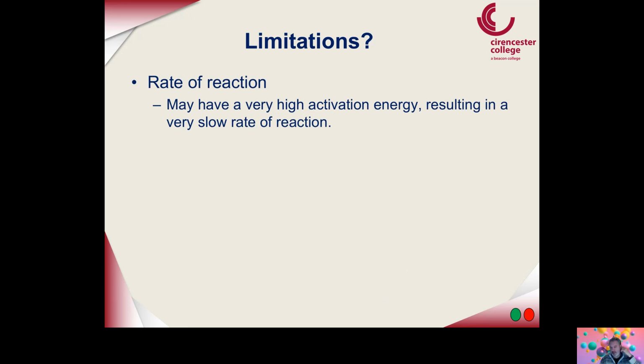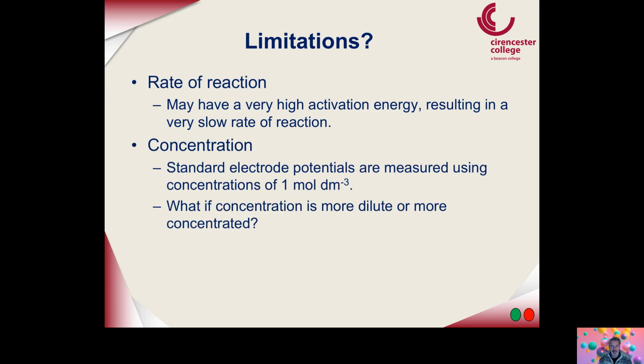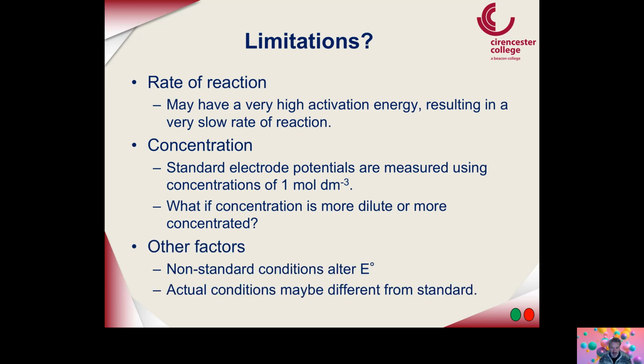Okay, so limitations. We may have a very high positive E cell value, which suggests the reaction is feasible, but there might be a high activation energy, so we get a slow rate. We must have a concentration of 1 mol per decimeter cubed. What happens if it becomes more dilute or more concentrated? Also, non-standard conditions will alter E cell.